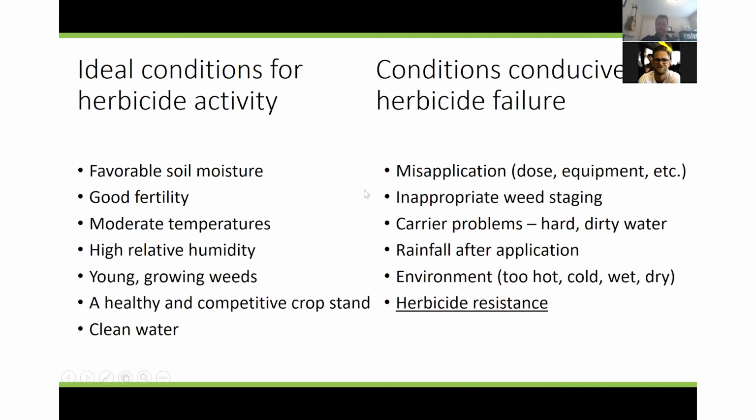But then looking over at the opposite here, conditions that are conducive to herbicide failure, we have things like misapplication, whether it's an inappropriate dose or the wrong equipment or the wrong nozzles, for example, used for that specific herbicide.